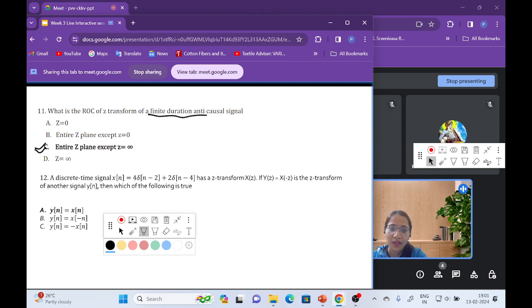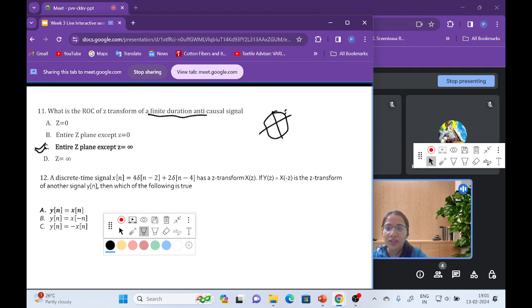Okay, so as you know what a causal and anti-causal signal is. A signal is said to be causal if the output depends on the present and past values but does not depend on the future values. And in the other way, if the signal is anti-causal, then it depends on the future values. So the ROC will be outside, the entire z plane except z equal to infinity.